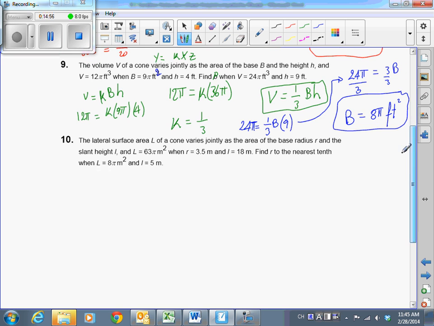The last one is the lovely one, and I'm giving you 3 minutes. All right, let's look at it. It says the lateral surface area L of a cone varies jointly, so I write K, as the area of the base radius R, and the slant height L. I put this lowercase l. And L is equal to 63, so I will put 63 here with a pi, equals K. R is equal to 3.5.